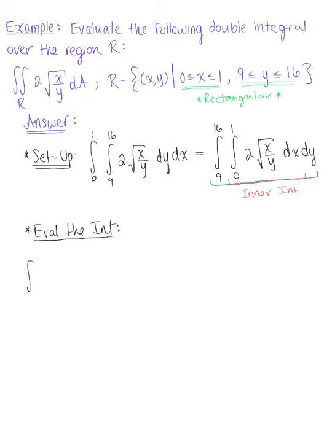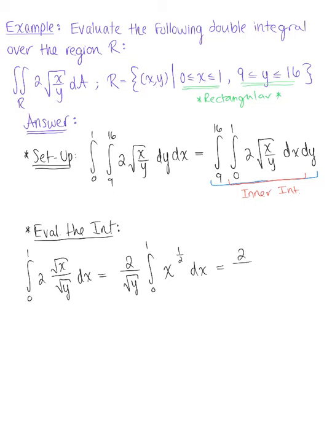So we have the integral from 0 to 1 of 2. And I'm going to separate this out. So I have the square root of x divided by the square root of y dx. And I can pull the constants to the outside of the integral. So I have 2 by the square root of y times the integral from 0 to 1 of x to the 1/2 dx.